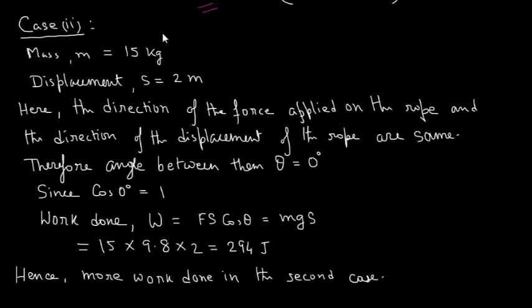Now let us consider case 2, where mass is equal to 15 kg, displacement s is equal to 2 meter. Here the direction of the force applied on the rope and the direction of the displacement of the rope are same. Therefore, the angle between them, theta, is equal to 0 degree. Since cos 0 is equal to 1, work done is equal to Fs cos theta, that is mgs. Putting the value of mg and s, we get 294 joule. Therefore, more work is done in the second case.